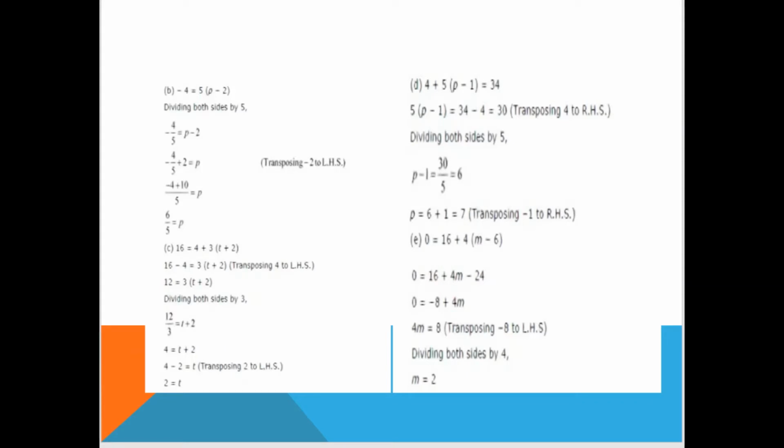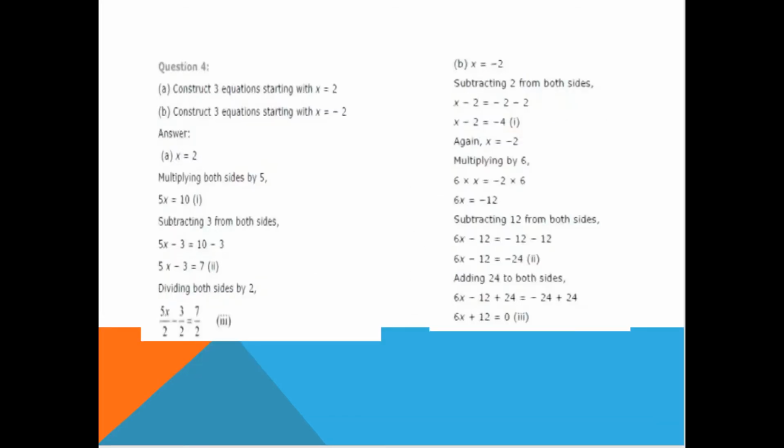Then moving to B part, minus 4 equal to 5p minus 2, dividing both the sides by 5, minus 4 by 5 equal to p minus 2. Adding 2 on both the sides, minus 4 plus 10 by 5 equal to p, it will become 6 by 5 equal to p. Then similarly you can solve for C, D and E part.